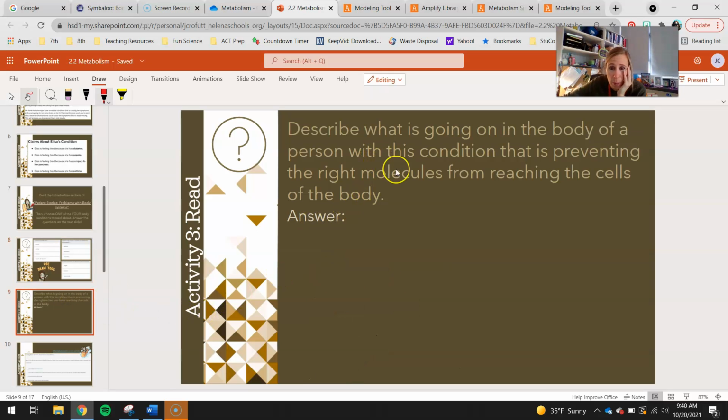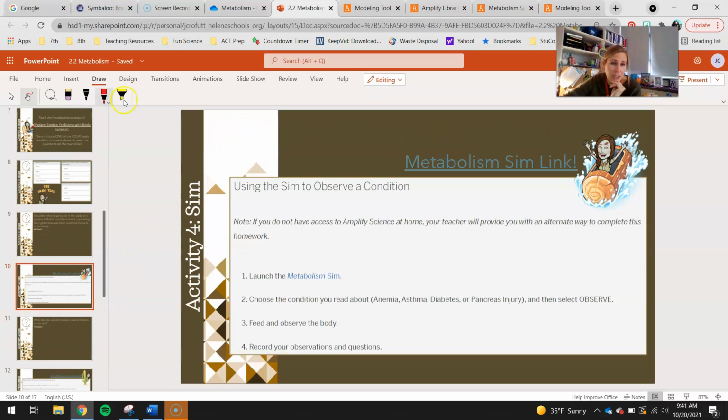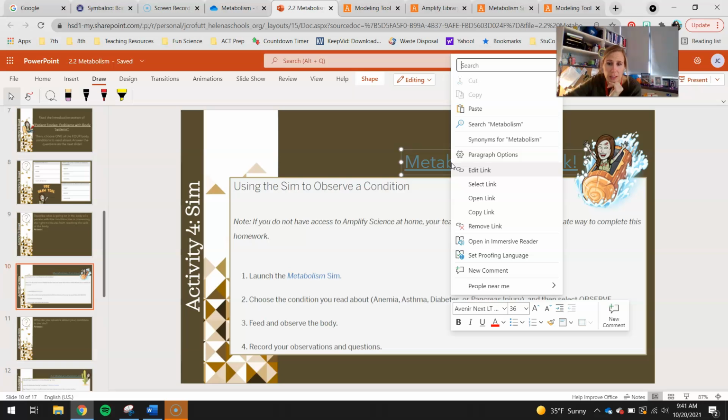Okay? Describe what is going on in the body of a person with this condition that is preventing the right molecules from reaching the cells of the body. This is kind of the main one, what's happening in their body. What's going wrong, and why is that preventing them from getting the molecules they need? Or if we're talking about Elisa, from getting the molecules she needs to make energy so she's not feeling so darn tired all the time. Okay, finally, you are going to do a little modeling tool to represent what your body looks like with this. You're going to observe it in the sim.